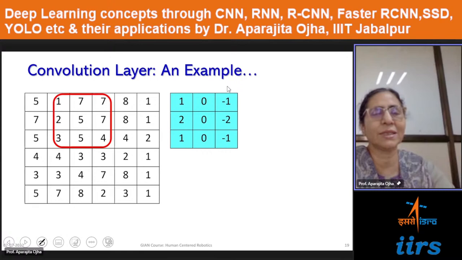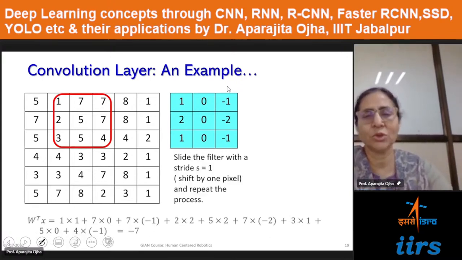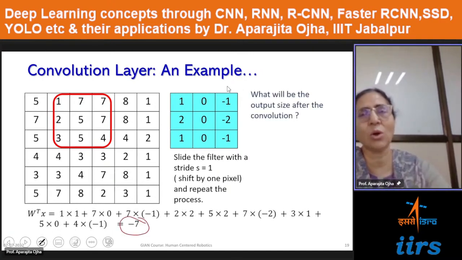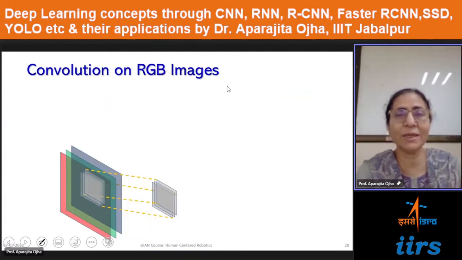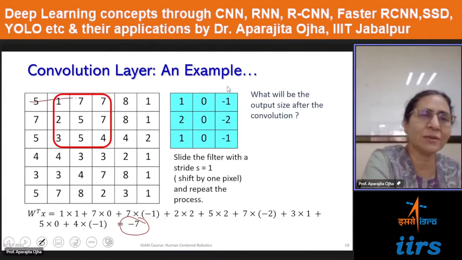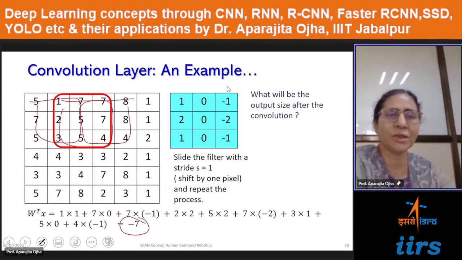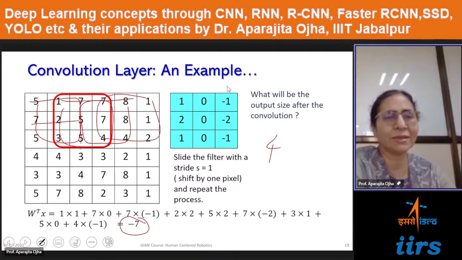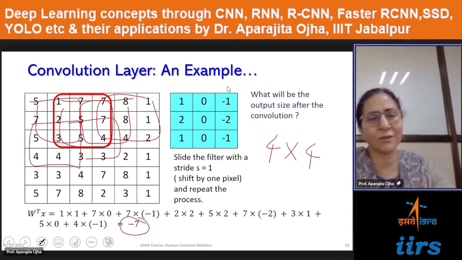Similarly, we will take it here, and I will get another number. You get -7 in this case. In this way, you will get the output from this image. So what will be the output size after the convolution? You can see this is one output, the second output, the third output, and the fourth output, so it will be 4. Then I will slide it down also, so it will be 4 cross 4, right?